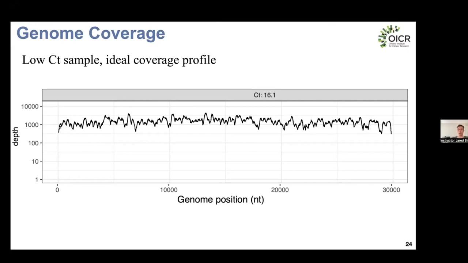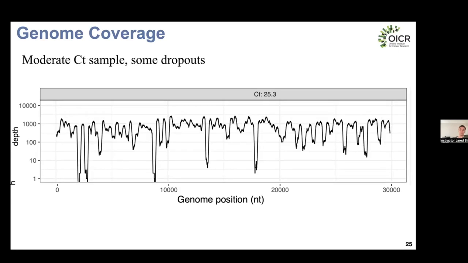Now this was some CanCOGen data. We typically sequenced here at ICR to around 1000x coverage. And we see that this sample, which had a fairly low qPCR CT value of 16, had pretty uniform coverage of around 1000x from base zero all the way up to base 30,000. This is the ideal coverage profile. There's not a lot of coverage variation. It looks like the whole genome was sequenced. So we should have a good amount of confidence that we'll be able to infer an accurate consensus sequence from this sample.